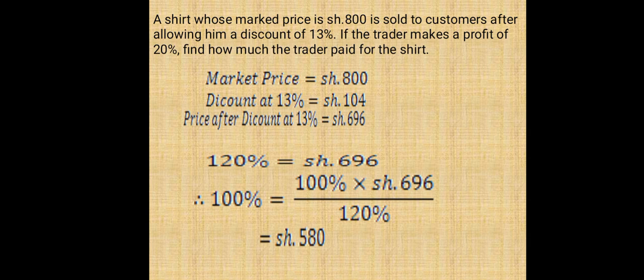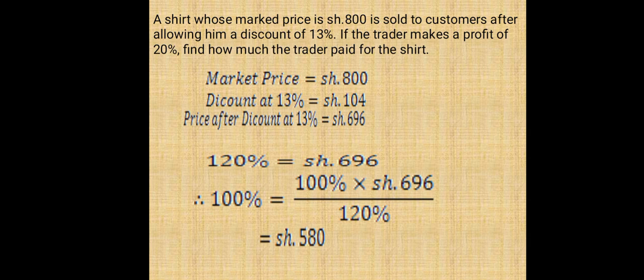A shirt whose market price is 800 shillings is sold to customers after allowing a discount of 13%. If the trader makes a profit of 20%, find how much the trader paid for the shirt.